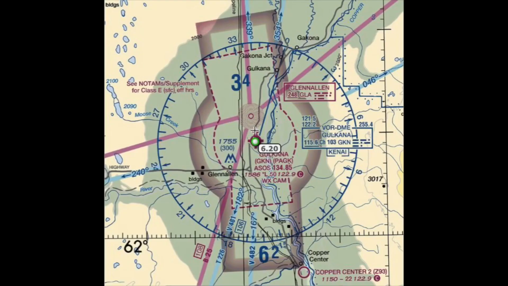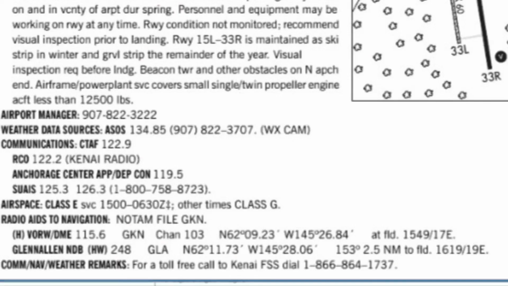So, a couple of things we could do. We could measure it on the sectional chart, or we can go to our chart supplement, which tells us that the airport is a 153 bearing from the NDB and 2.5 miles.